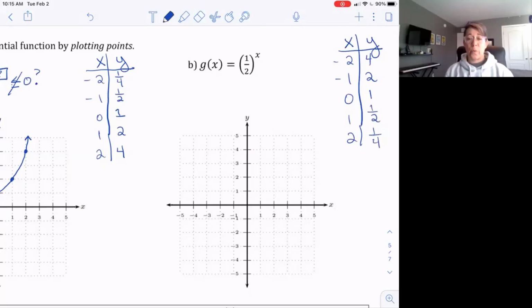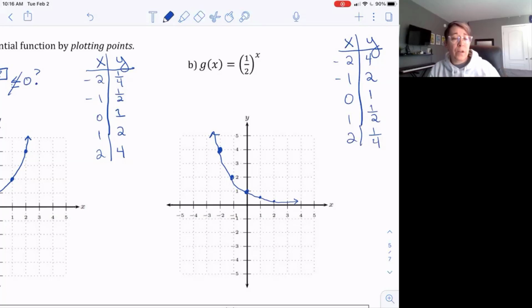So what does this look like when we graph it? We have -2 up here at 4, -1 at 2, 0 at 1, 1 is at 1/2, and 2 is at 1/4. And it's the same concept, just decreasing instead of increasing. It will never hit 0 or become a negative unless there's some vertical shift.